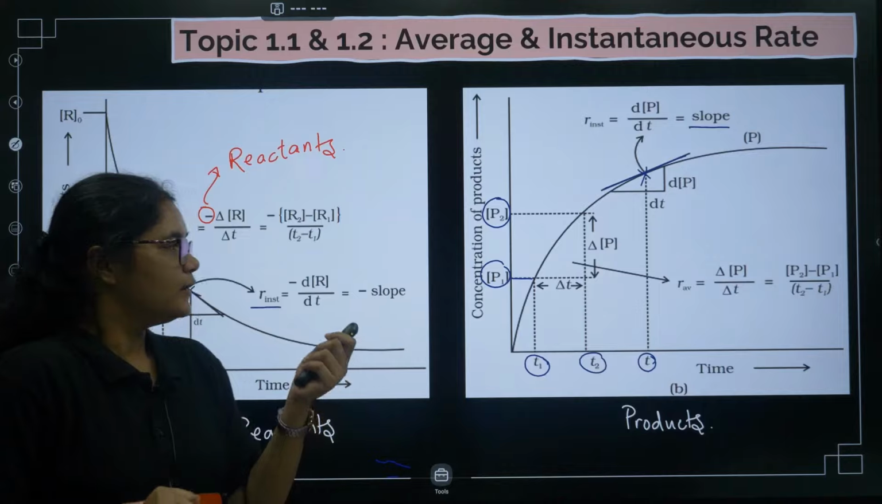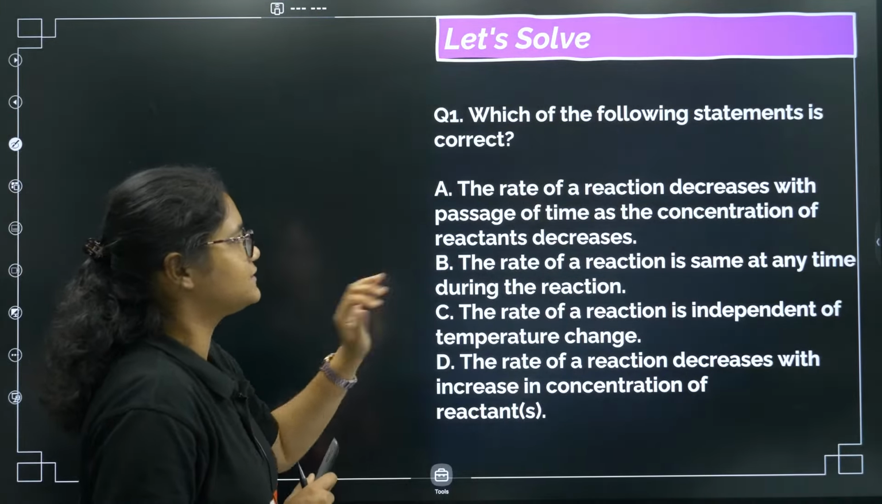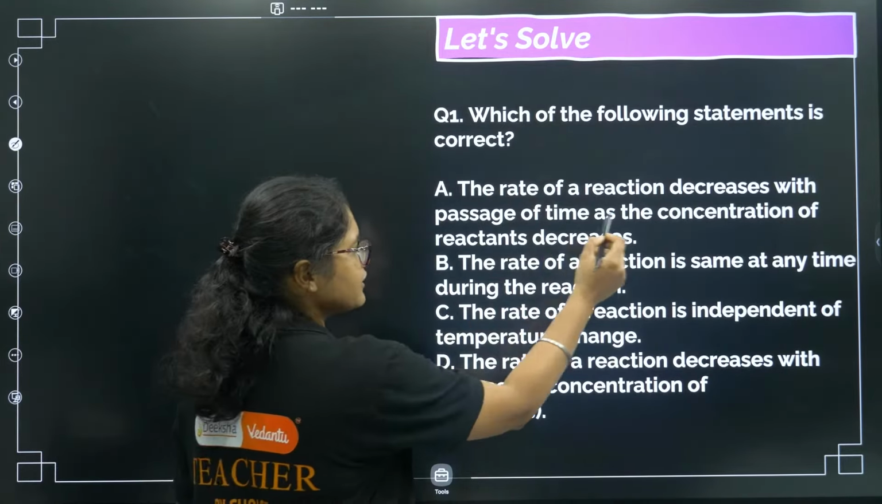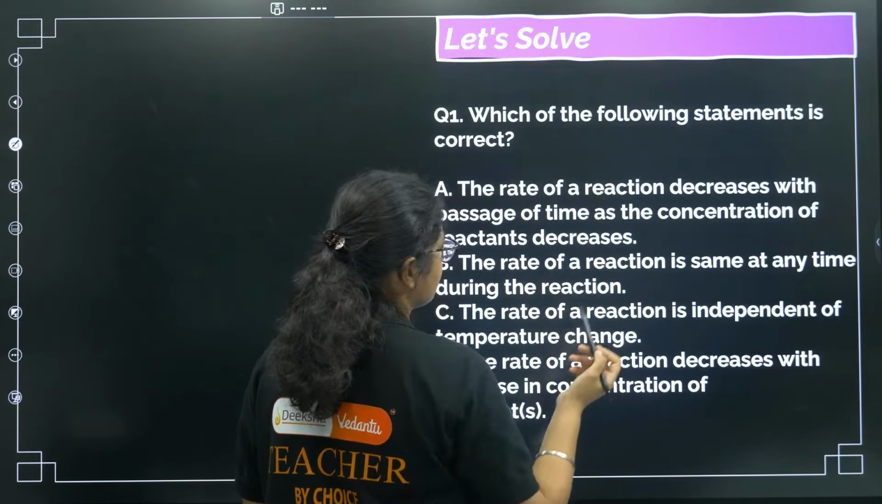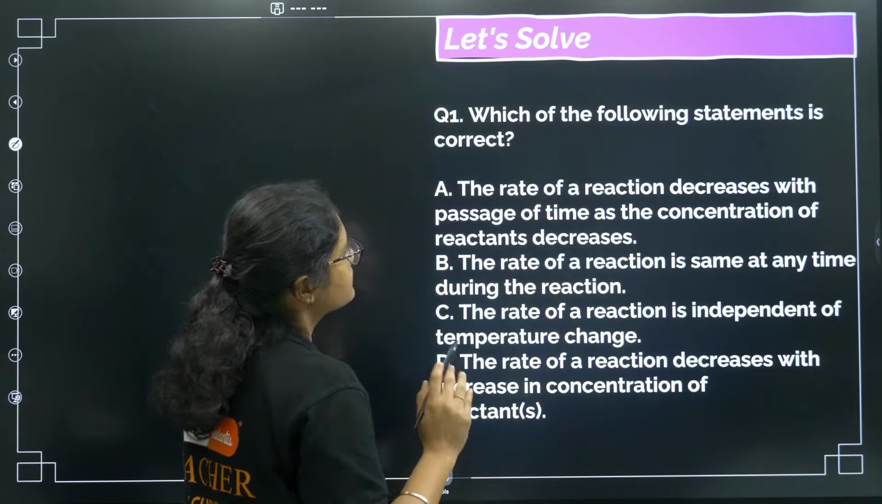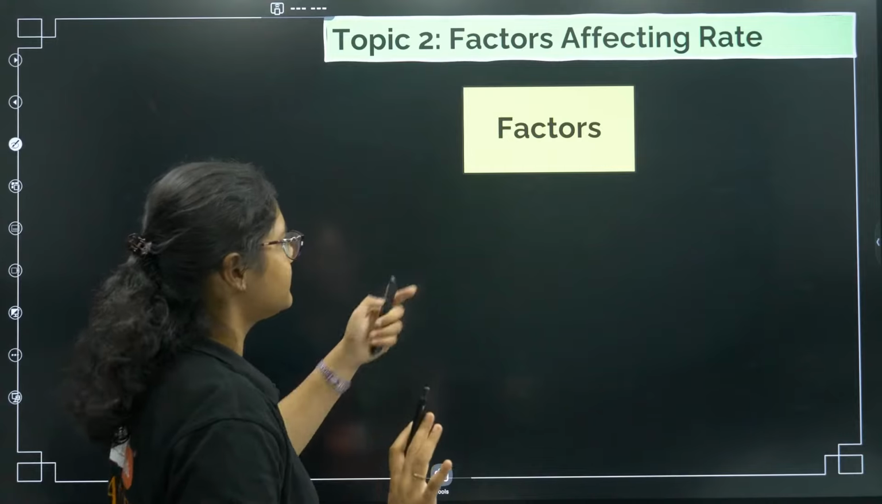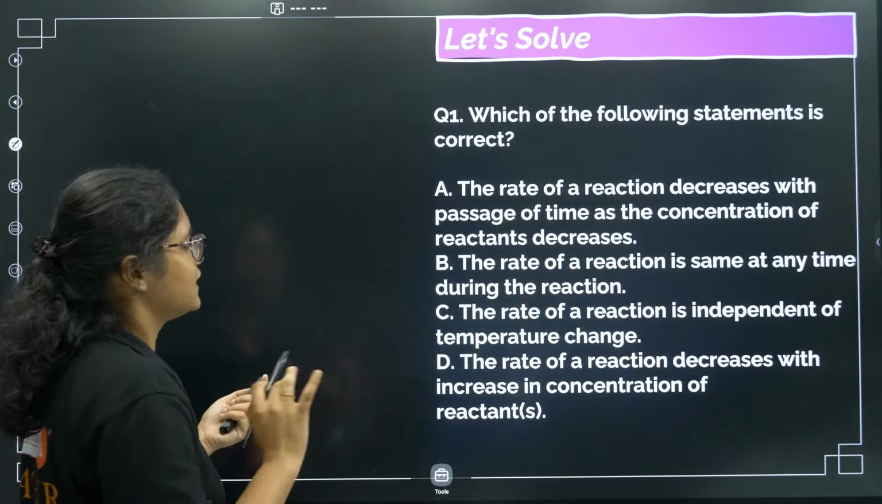Okay, now coming to question 1 here, which of the following statements is correct? Let us see what we have understood. The rate of a reaction decreases with the passage of time as the concentration of the reactant decreases. This question I'll come back to a little later. We will first discuss the factors, then we'll do this question.